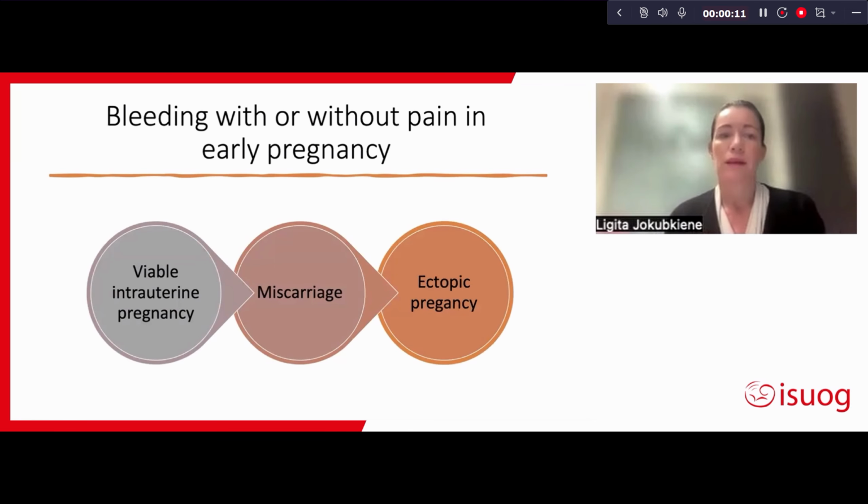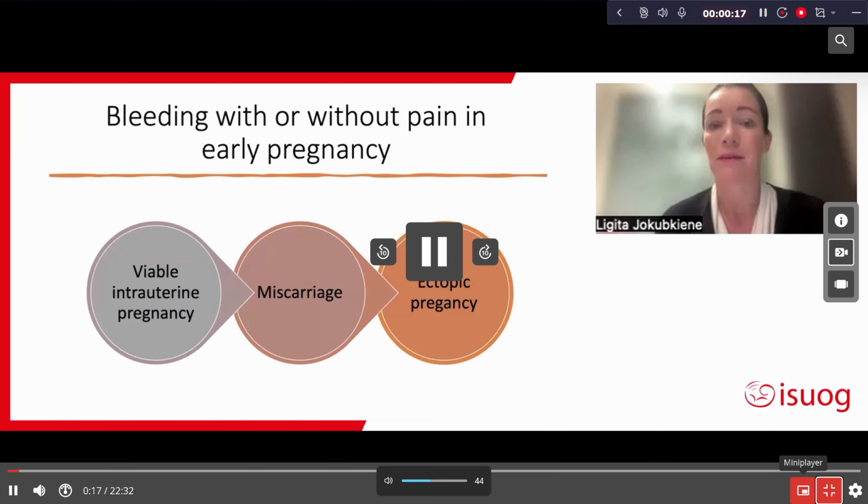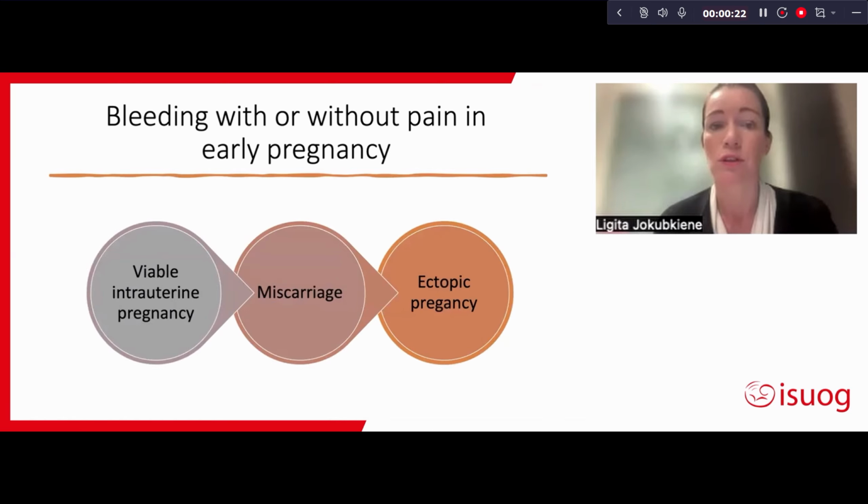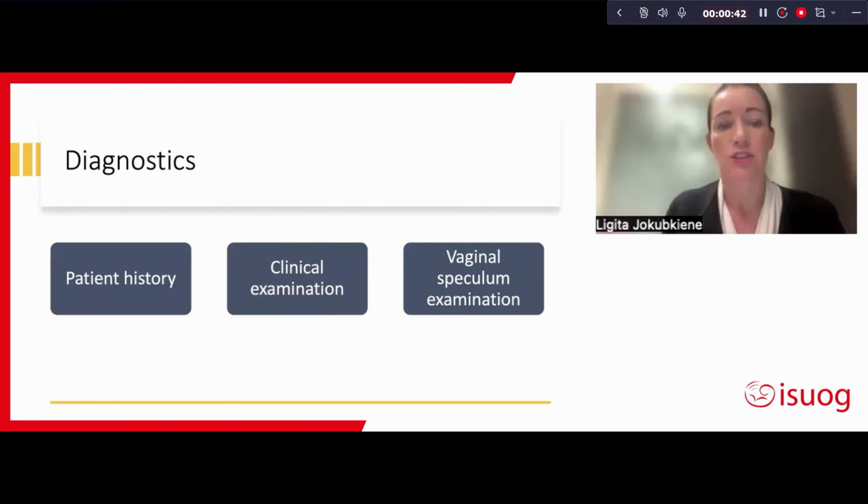We meet women at the emergency department with bleeding in early pregnancy, with or without lower pelvic pain. We can also meet women for regular viability control of the pregnancy, and in those cases we can find an intrauterine viable pregnancy. Some women turn out to have a miscarriage. Some turn out to have an ectopic pregnancy. So I'm going to talk about miscarriage in this lecture.